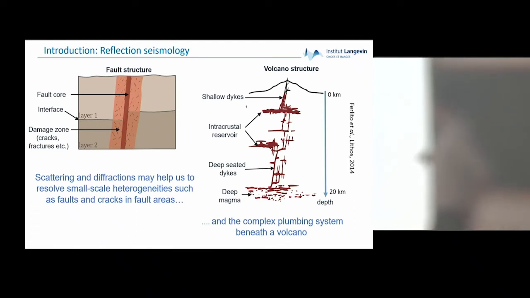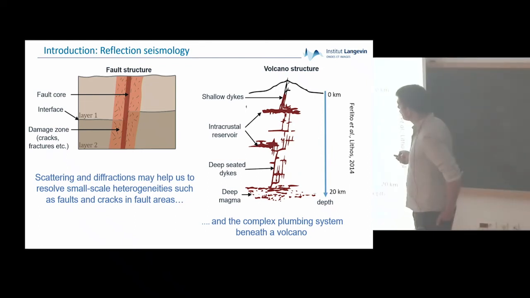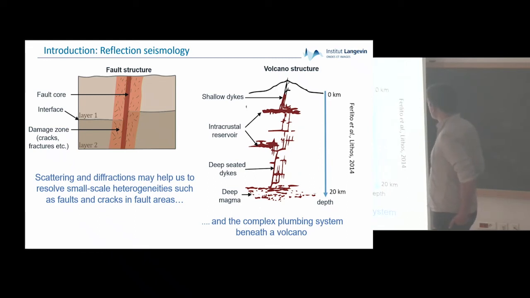Here I will apply it to fault structure and volcano structure, and these two areas are very complex. You have the fault core, and the damage zone that surrounds the fault core, which is a very complex area with a smaller wave velocity and a lot of cracks and fractures. This is very complex to image because, as I will show you, you have strong aberrations. You also have the volcano structure, made of a complex plumbing system with dikes, chimneys, and reservoirs of magma, and we want to image all these things along a penetration depth of the order of 20 kilometers.